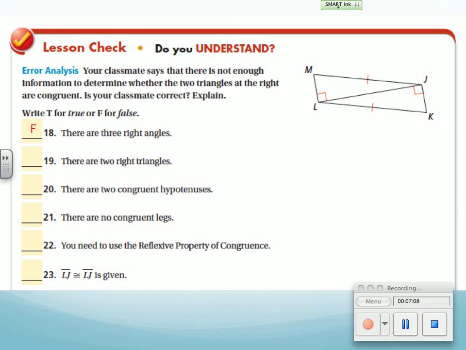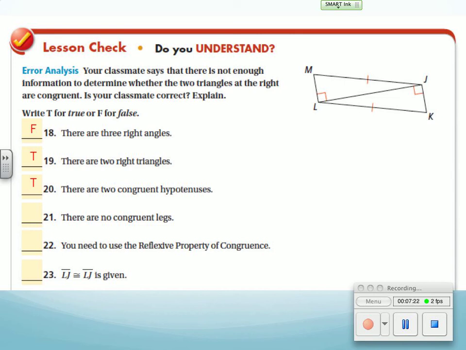There are 3 right angles. That is false. There are only 2 right angles shown in the picture. There are 2 right triangles. That's true, because the right angles are in the separate triangles, so there are 2 right triangles. There are 2 congruent hypotenuses. That's true, because it's given.